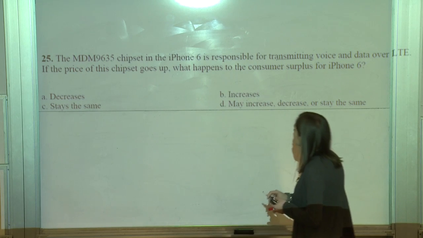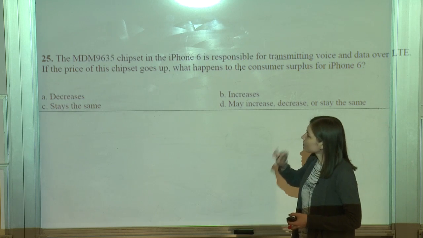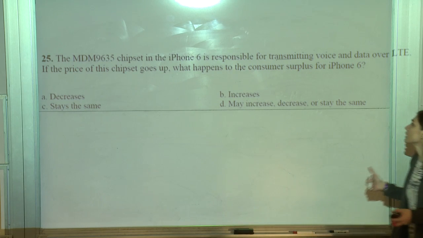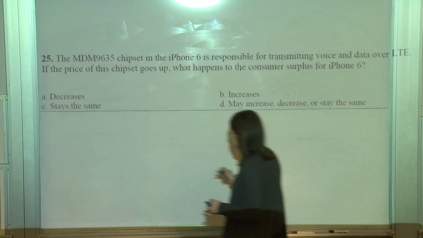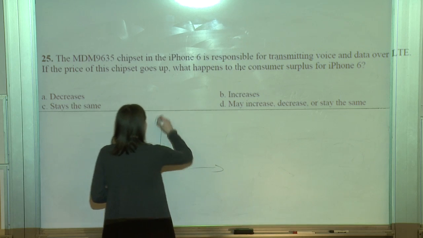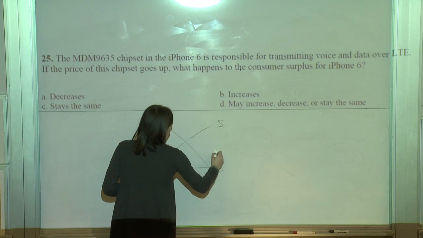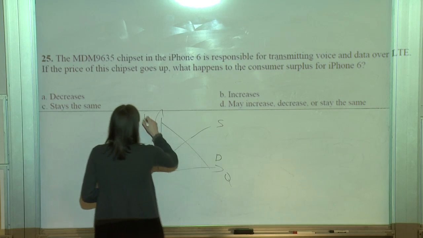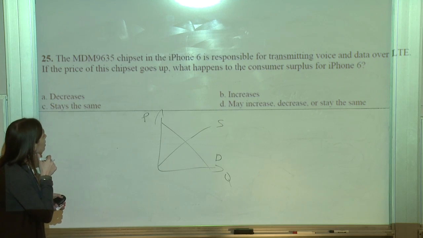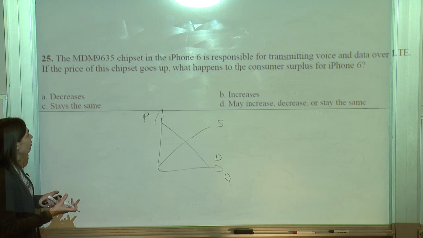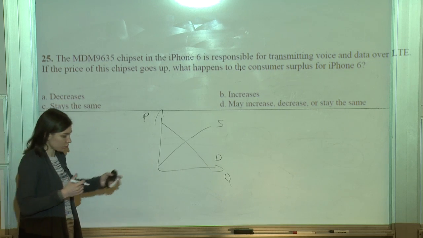Okay, so a chipset in the iPhone 6 is responsible for transmitting voice and data. If the price of this chipset goes up, what happens to consumer surplus for iPhone? All right, so let's think of it. This is purely a supply-demand question. Supply, demand, quantity, price. All right, so this is the market for iPhone. There's a chipset within the iPhone, and the price of that chipset goes up.